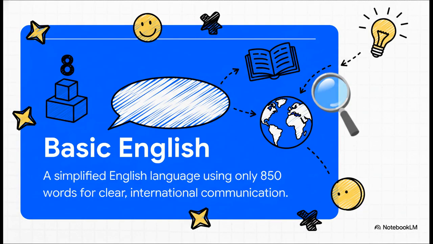So what exactly is this system? Well, it's called Basic English, and it's exactly what it sounds like, a version of the language built from a core vocabulary of just 850 essential words. The whole goal was to create a tool for clear, simple, direct communication that pretty much anyone, anywhere in the world could learn and use.